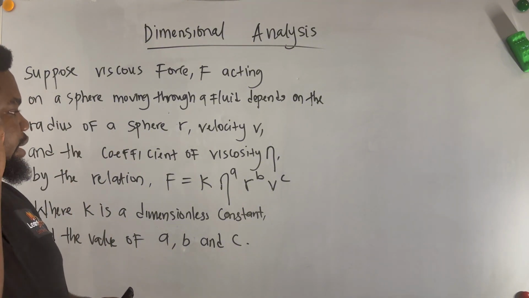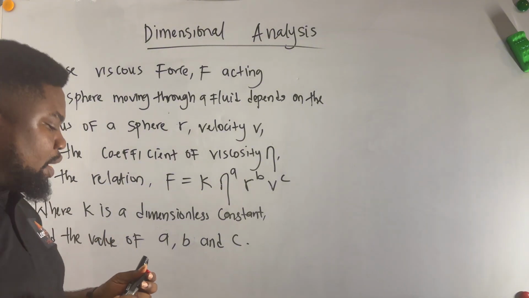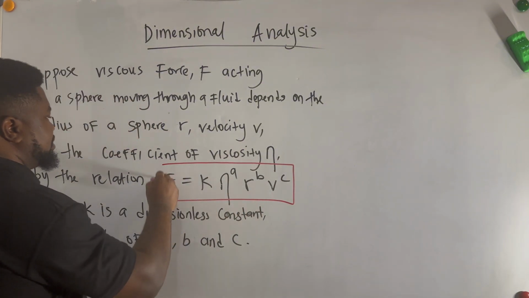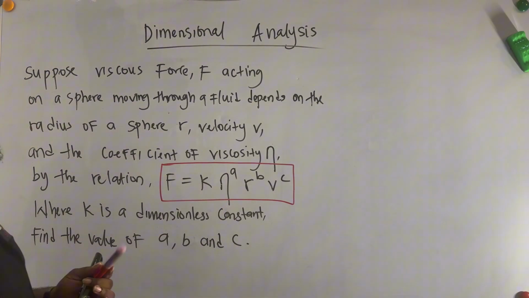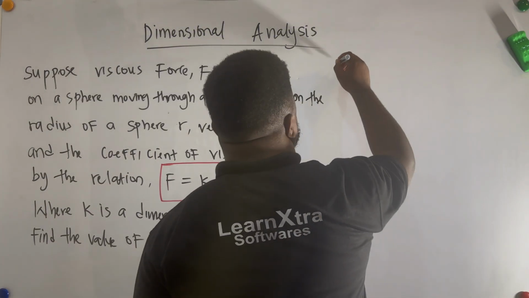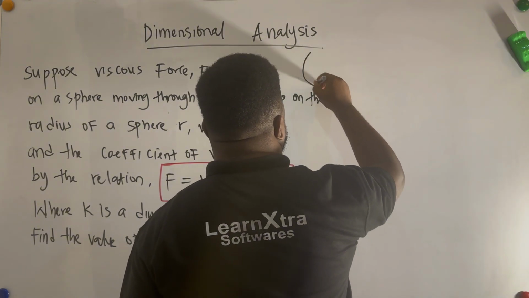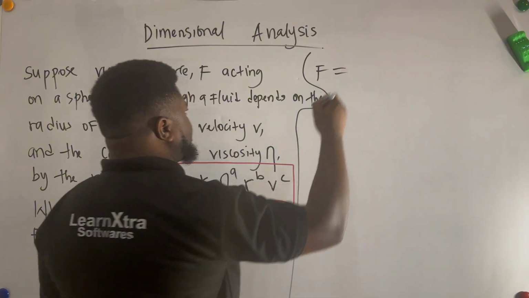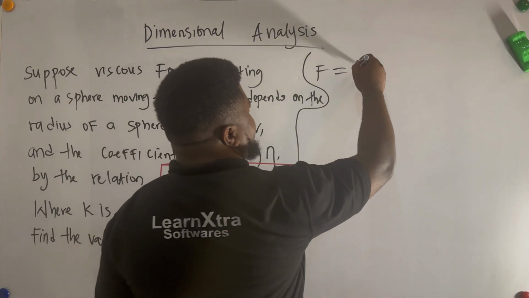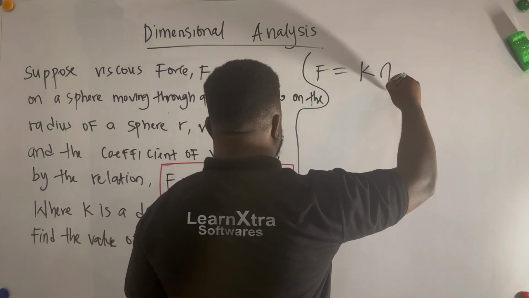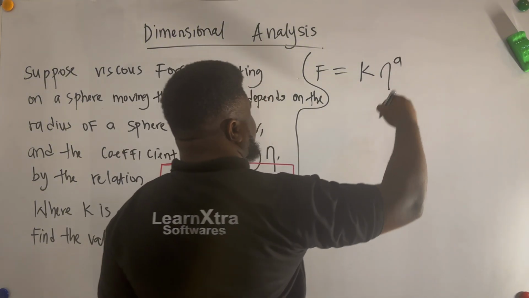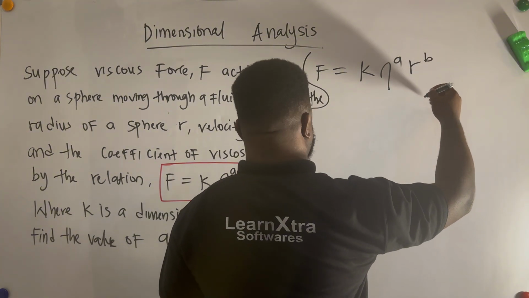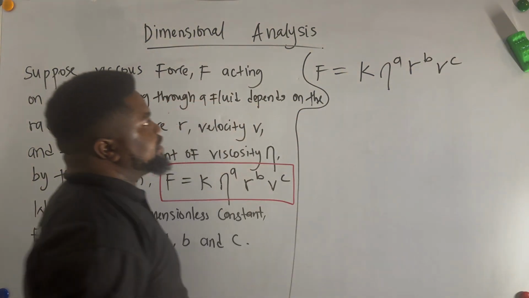So what do we do here? It's simple. First of all, we write out the key equation. We write out the main relation that we have, and that is F is equal to K eta power A, R power B, V power C.